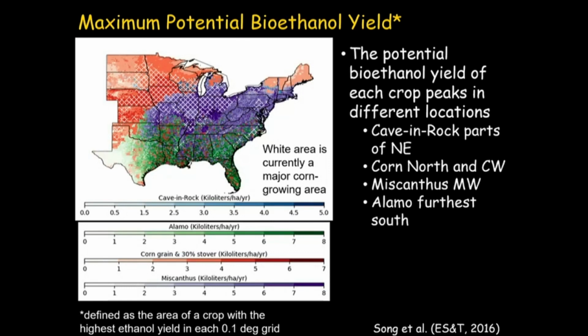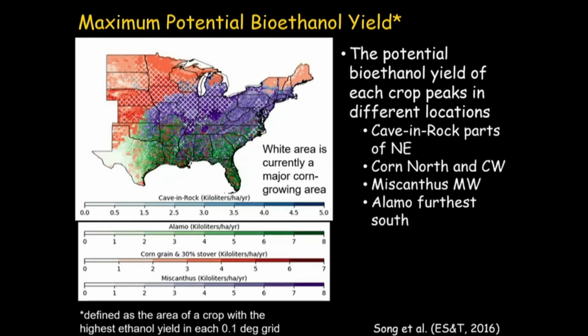A few things I would like to mention here: there is also a white hatched region. This is the region where corn is grown, the harvested area in the US. Looking at the production potential, Kevin rock can go only in the northeast part, on top, but corn in the north and central west region, shown here by the red one. This is the major Midwest region. Only miscanthus can have a much higher ethanol yield in this region, and obviously Alamo is in the south.